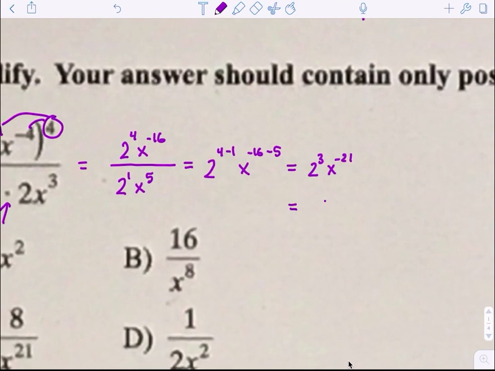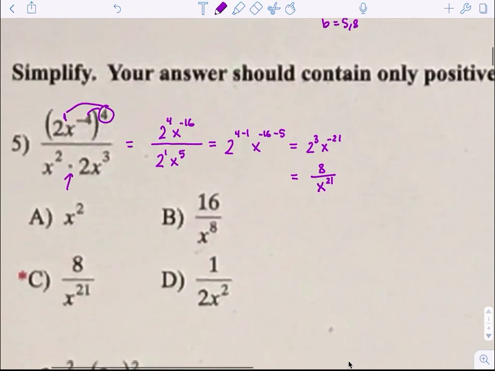Alright, 2 to the 3rd is just 8, but x to the negative 21, you guys, can't have negative exponents, so that has to go to the bottom, and it'll make it a positive. So your guys' answer is going to be C.